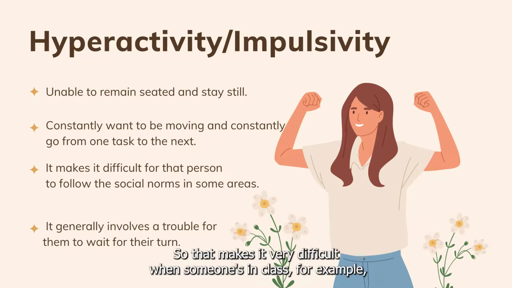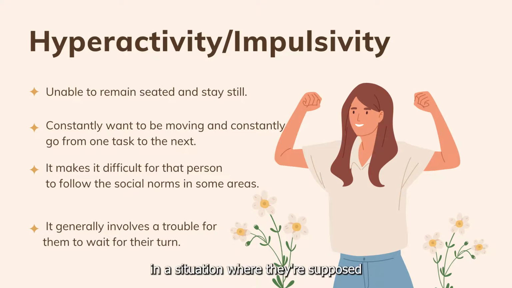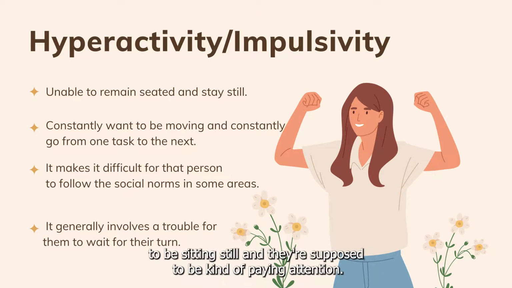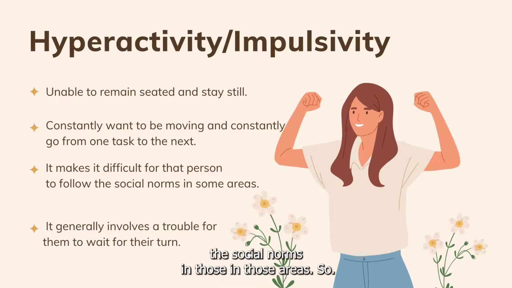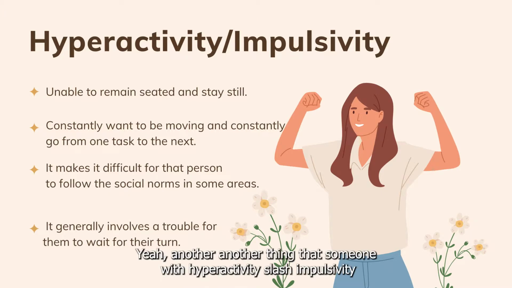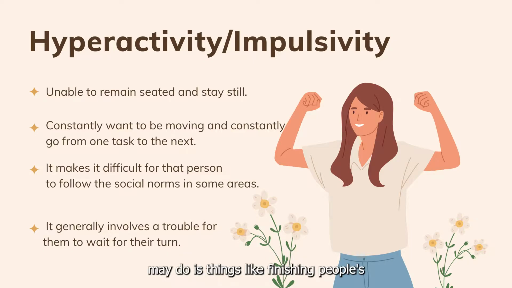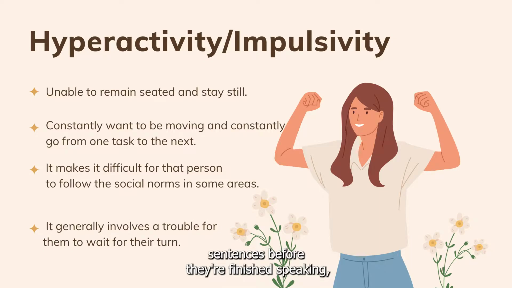So that makes it very difficult when someone's in class, for example, in a situation where they're supposed to be sitting still and paying attention. It makes it difficult for that person to follow the social norms in those areas. So yeah, another thing that someone with hyperactivity/impulsivity may do is things like finishing people's sentences before they're finished speaking, and it generally involves trouble waiting for his or her turn. So it's just hard for them to wait for everyone to take their space. They just want to get going. So that's sort of what hyperactivity and impulsivity means.